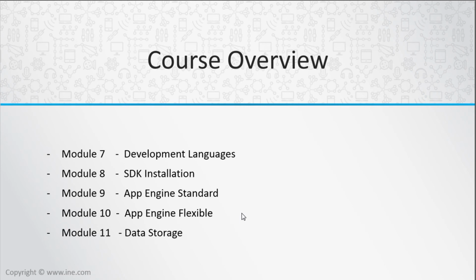Module 9, we're going to go ahead and talk about App Engine Standard and App Engine Flexible. There's 2 versions of App Engine. Standard may work, but you may need to go over to Flexible. With data storage, now, chances are if you're using App Engine, you will likely need to use some storage. And I'll explain some of the basics of data storage with App Engine.